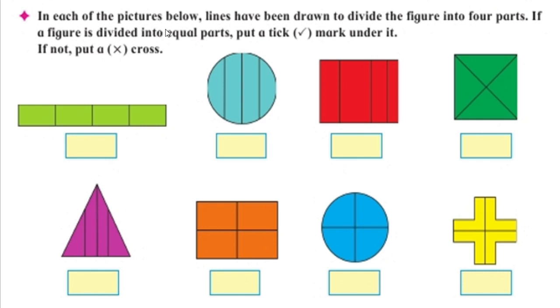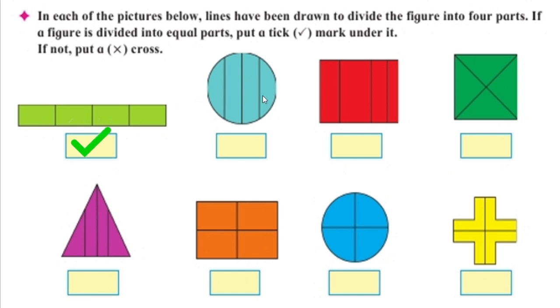Here, in each of the pictures below, lines have been drawn to divide the figure into 4 parts. Here you can see each figure is divided into 4 parts. If a figure is divided into equal parts, put a tick. Right mark we have to put if they are equal in size and shape. Mark under it, okay? And if not, put a cross. Okay. First one. Here we can see a rectangular shape and this is divided into 4 parts and we can see that all 4 parts are equal. Correct? So we will tick mark. Right.